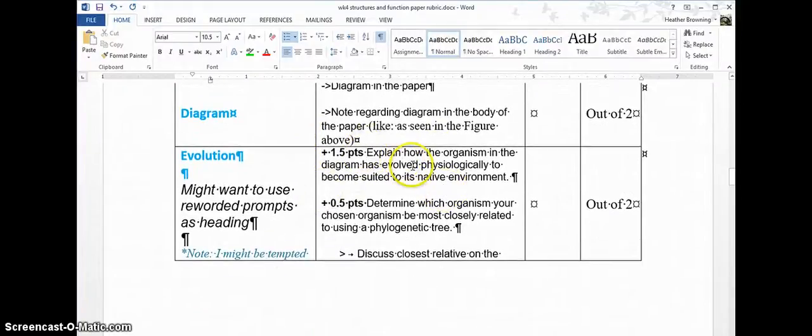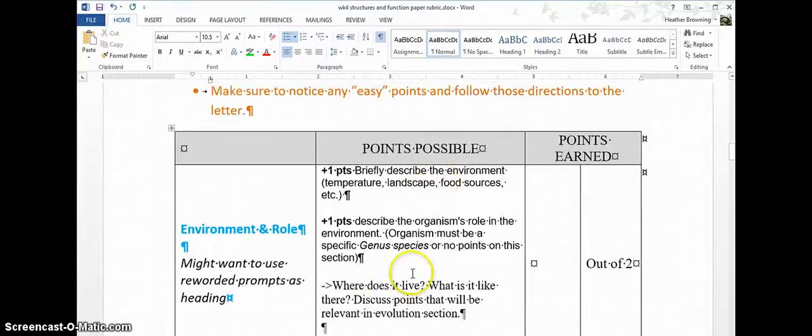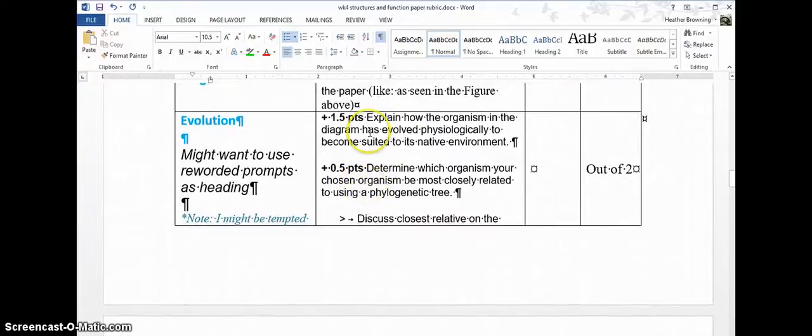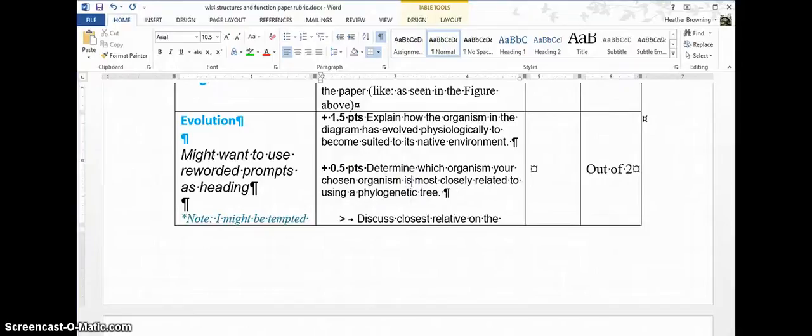Evolution: explain how the organism in the diagram, and you notice before, equal points, too equal. So this one's a lot less on the physiology. Explain how the organism in the diagram has evolved physiologically to become suited to its native environment. Determine which organism your chosen organism is most closely related to by using the phylogenetic tree.